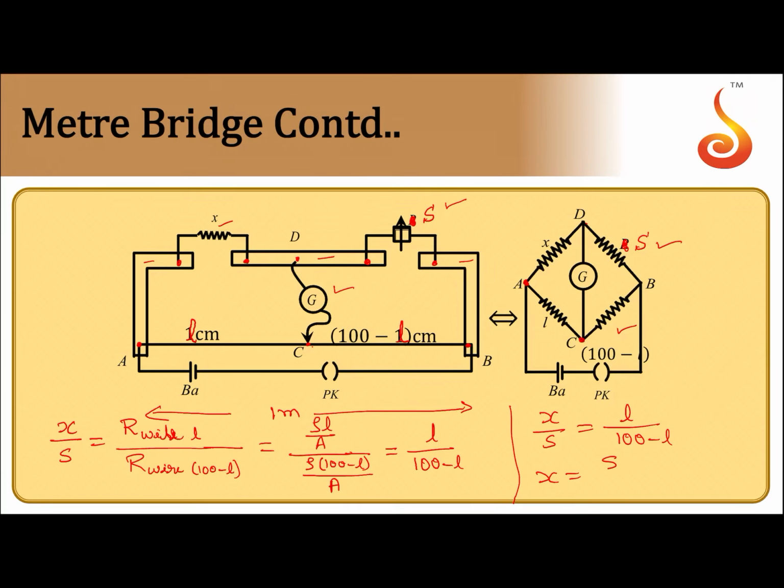Now X is equal to S L divided by 100 minus L. Notice one thing here: we have measured L in centimeters, so it will be S L divided by 100 minus L. If it is taken in meters, then X will be equal to S L divided by 1 minus L. So using this equation, you can find the unknown resistance. This is how the meter bridge can be used to calculate the resistance of a wire, and by measuring the diameter of the wire using a screw gauge, you can calculate its resistivity also.